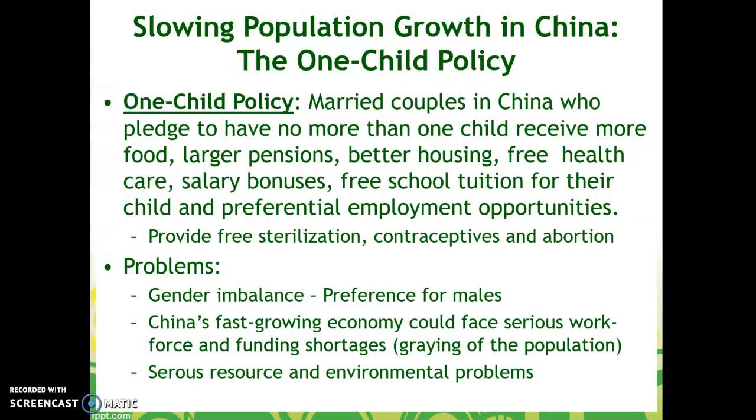China's fast-growing economy could face serious workforce and funding issues. So it's a huge population. Once this one-child policy gets to where the adults of reproductive age currently are the elderly generation, they're gonna have a lot more elderly people than they are young, working-bodied, able people. So they're gonna have a lot higher demand to help with all of their economic things for that workforce, and they're not going to be there. There's also serious resource and environmental problems.